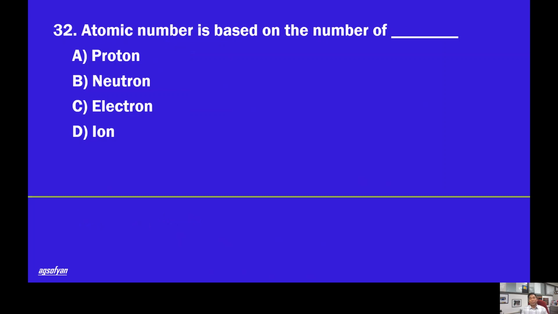Okay, number 32. Atomic number is based on the number of A. Proton, B. Neutron, C. Electron, D. Ion. Choose your answer.